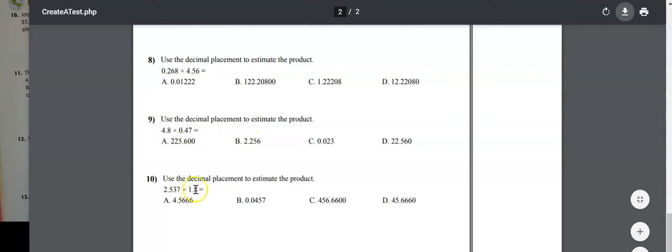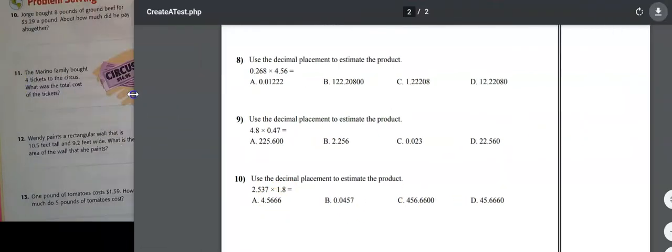2.5 times almost 2. So my answer should be a bit more than 4. The only answer here that is a bit more than 4 is letter A, with 4 places past the decimal. So hopefully it makes sense how those answers are the correct ones to have chosen.